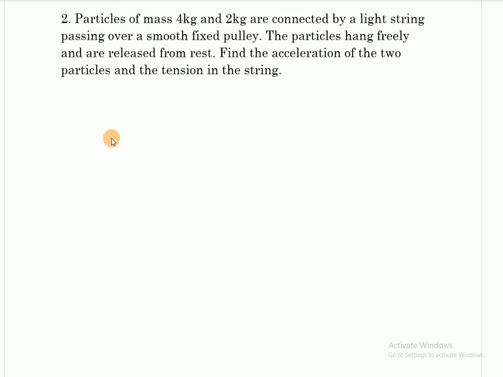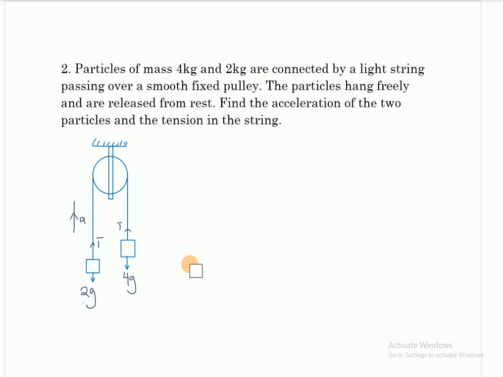Example 2. Particles of mass 4 kg and 2 kg are connected by a light string passing over a smooth fixed pulley. The particles hang freely and are released from rest. Find the acceleration of the two particles and the tension in the string. We need some bit of a diagram to help us solve this problem.